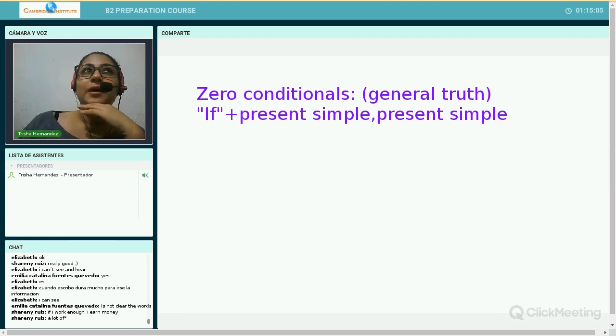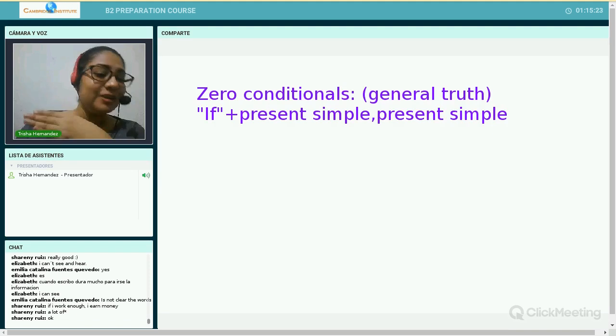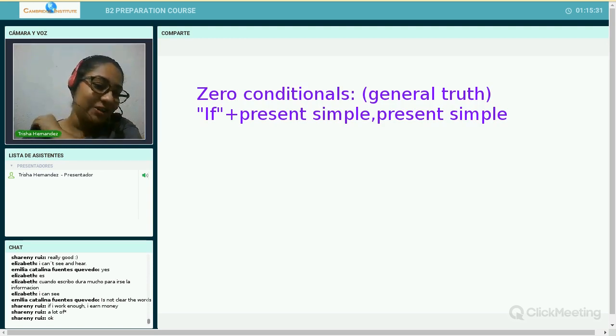Okay, let me explain this. A general truth is something that cannot change. Never. Okay? Like, for example, I can work enough, but not get a lot of money. Right? That is usually the problem in the world, right? In Mexico, we work enough and we don't get enough money. So that couldn't be a general truth.